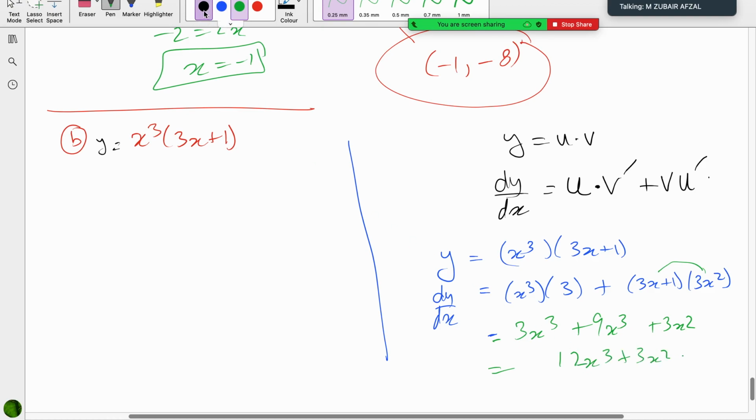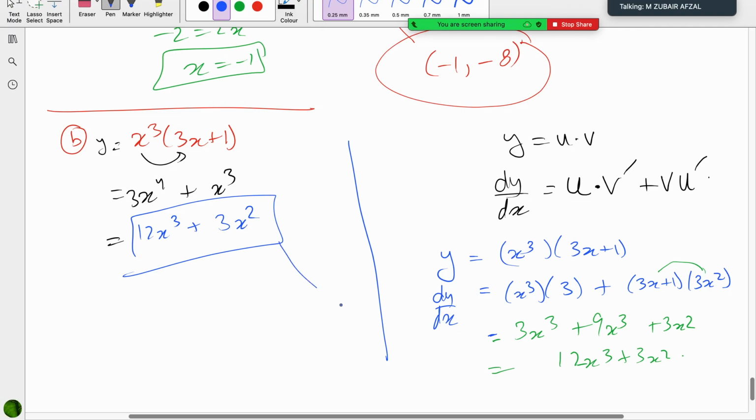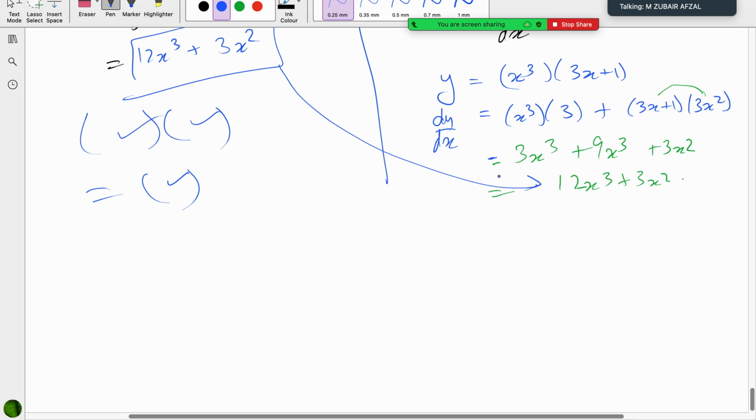Now see what we can do here. First multiply this inside. This becomes 3x^4 plus x cube. So when you differentiate this becomes 4 times 3 is 12x cube plus 3 with 1 and x square. So 12x cube plus 3x square. In this case, it was possible to multiply these two brackets to get 1. But there will be cases where we will use u dot v.